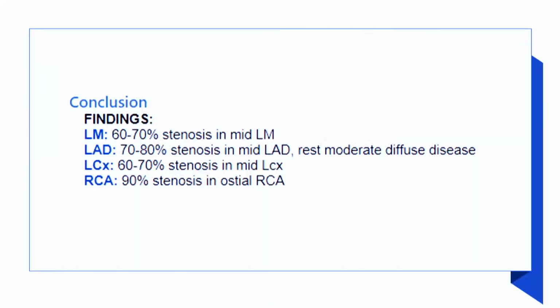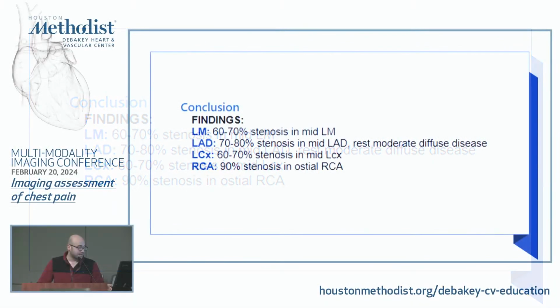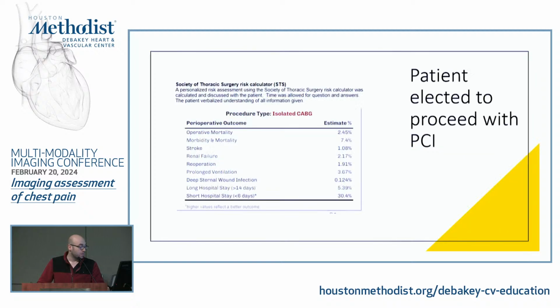So left main, around 60-70%, mid LAD, significant lesion, and then ostial RCA. Now, the patient elected actually to go into a PCI. His STS score wasn't high, and I tried to learn what Dr. Koshnavis told me about syntax score. So it was around 20 when I calculated. So it's an intermediate risk.